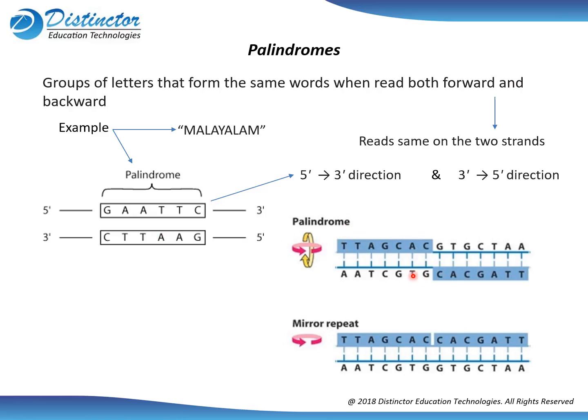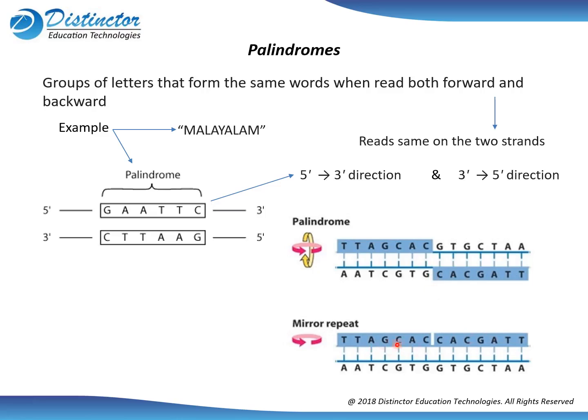How does the palindromic sequence appear inside the DNA? Here there should be one sequence and here another sequence. If the enzyme recognizes it in this way, it is going to cut the DNA strand. But when the same type of sequence is present in the same strand, they are not going to cut the DNA strand. One sequence should be in one strand and another sequence in the other strand. Then only can they cut the DNA.